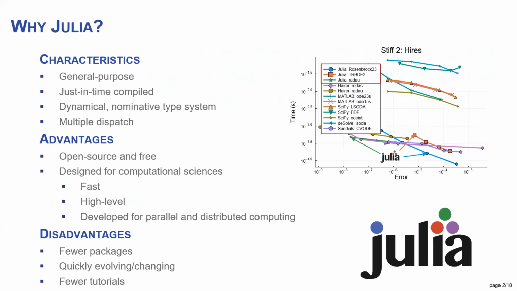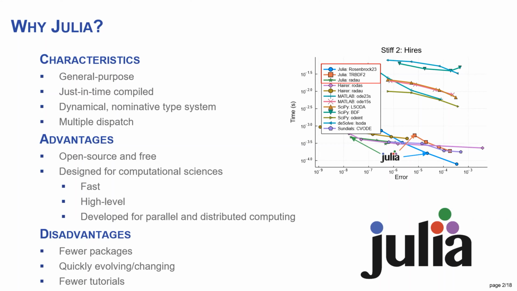But first, let me tell you how I got interested and why I got interested in the Julia programming language. So the Julia programming language tries to combine the best of two worlds, one being high performance languages like C, the other being high level programming languages like Python. And Julia is a general purpose programming language that is just in time compiled, uses a dynamical type system, but optionally allows you to specify your types, which in turn allows you to do things like multiple dispatch.